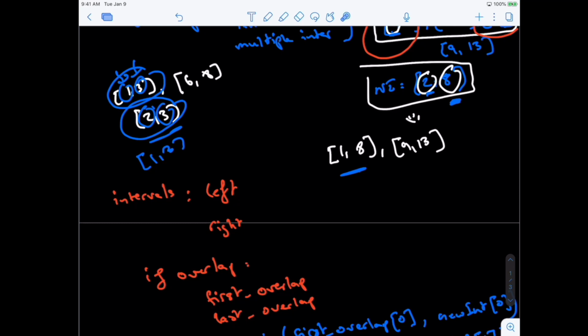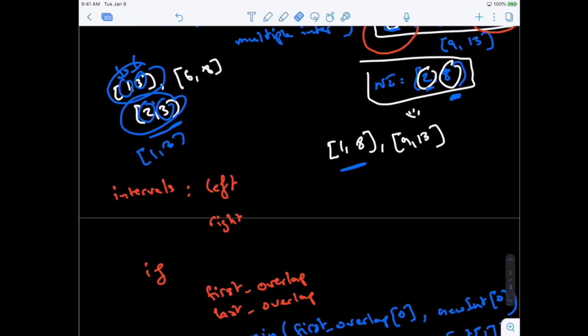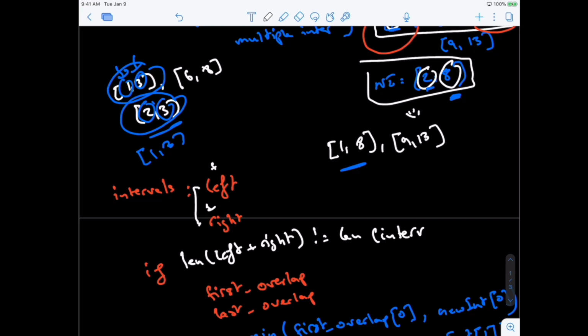That means there is an interval that we didn't include in left and right because it wasn't smaller than the new interval. So the way we can check this is just if the length of these two is not equal to the length of the set of intervals, that means there were some intervals that weren't part of these two, which means there was an overlap, right? So if the length of left plus right is different than the length of the set of intervals, that means there was an overlap.